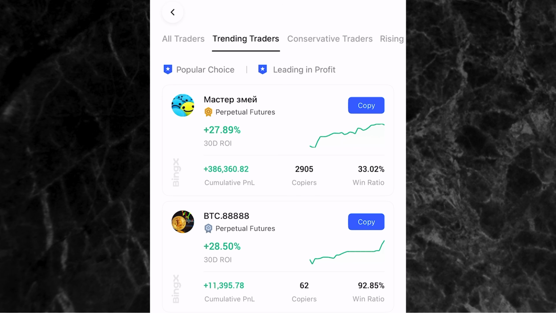Now, if I want to pick someone to copy right here, the first thing I will avoid is picking someone with a very low win ratio. That's the first thing I will advise you to do. Don't pick a trader with a very low win ratio if you are coming under this category. What you should be looking out for is high win ratio and the 30-day ROI. Now, you can see the first person has 33% win ratio. That's quite low. But if you look at the second person right here, this person has 92% win ratio, and in the last 30 days, he has made 28% profit.